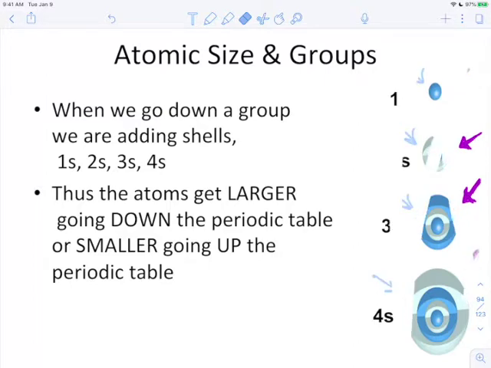But any questions here on this idea of we get larger going down because we have more shells, and we get smaller going up because we have fewer shells?